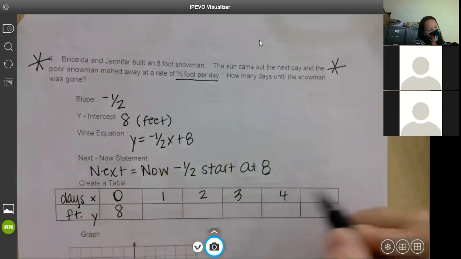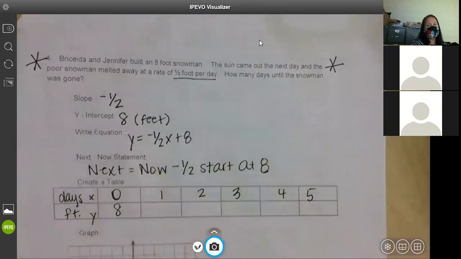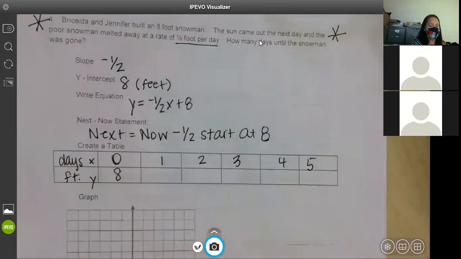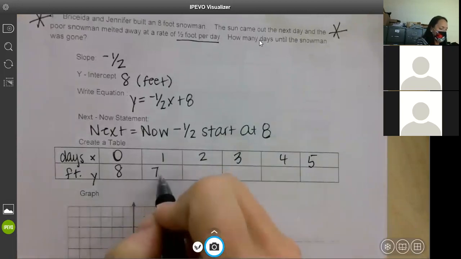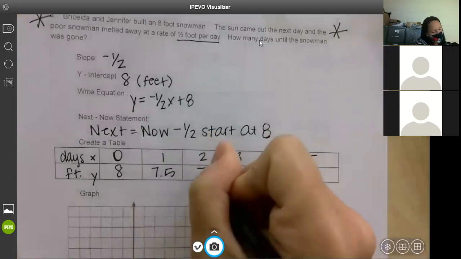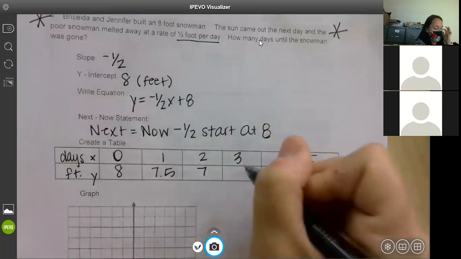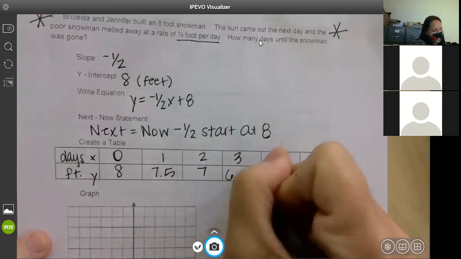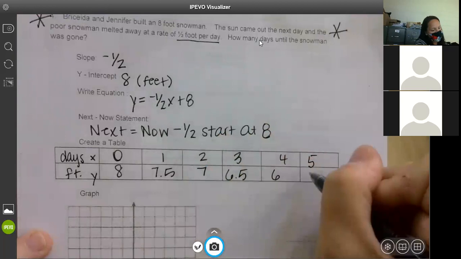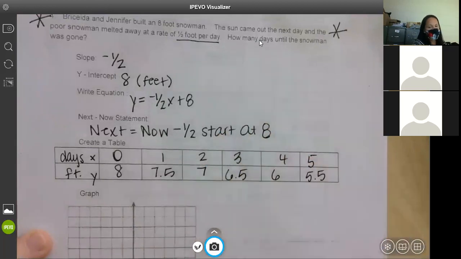2, 3, 4, 5. He melted 1/2 foot per day. So if he was 8 to begin with, how tall would he be the next day? 7.5. The next day? 7. And then 6.5, 6, and 5.5.